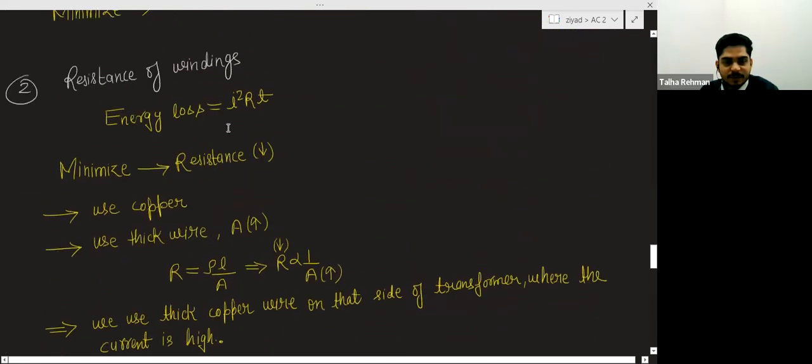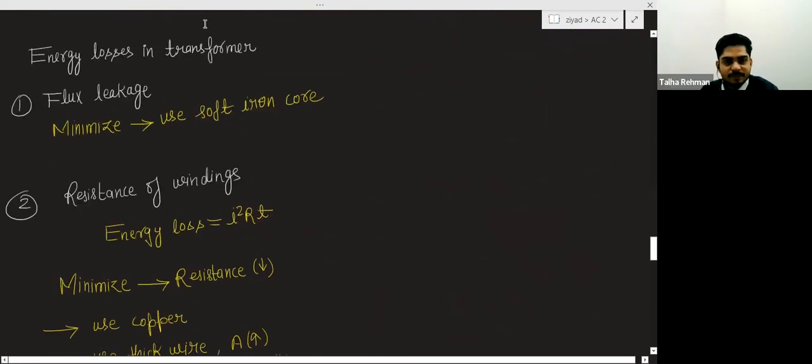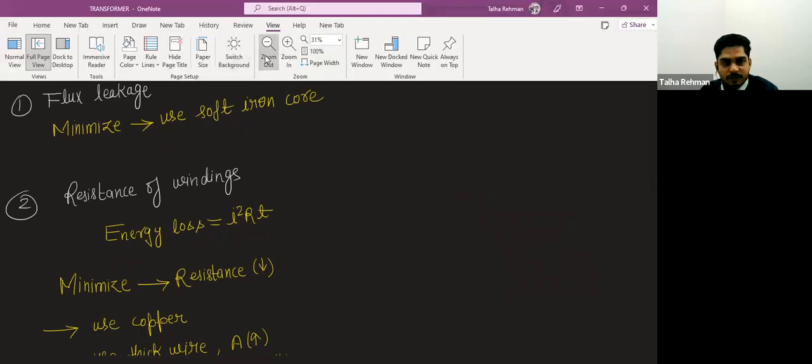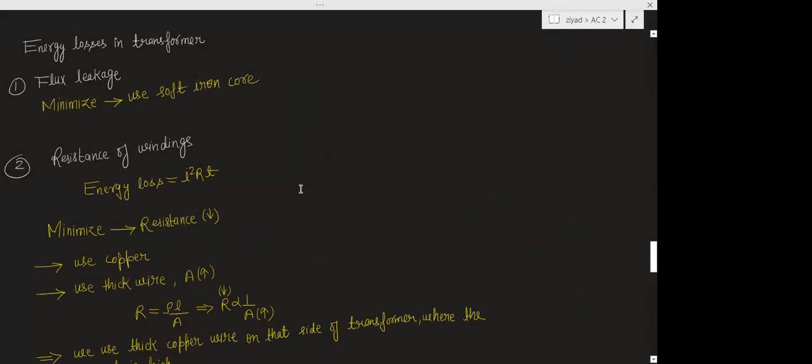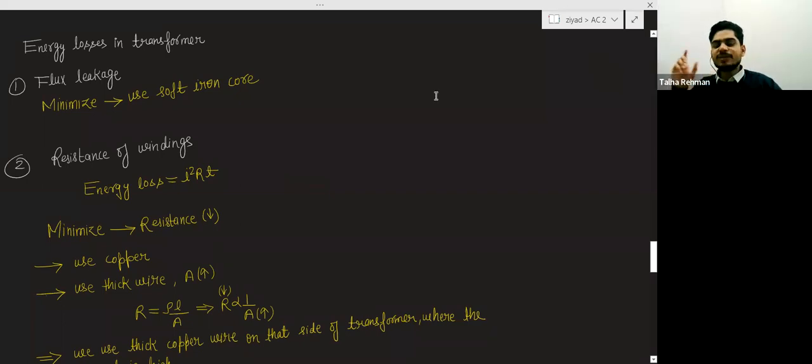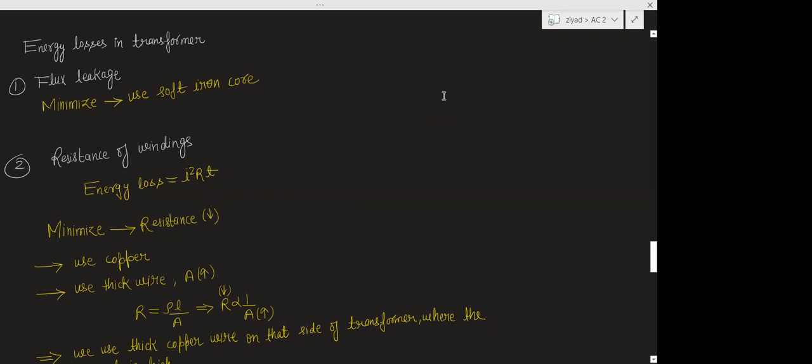Now we can say this chapter is finished. You can note down. In exam, they can ask you, they will not ask you in detail. They will ask you what are the energy losses in a transformer, and they can ask what is the flux leakage, and how to minimize the flux leakage. So accordingly you have to tell.